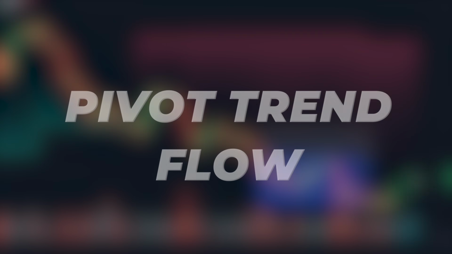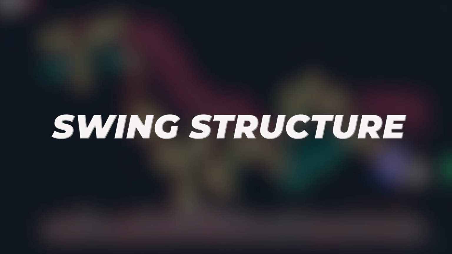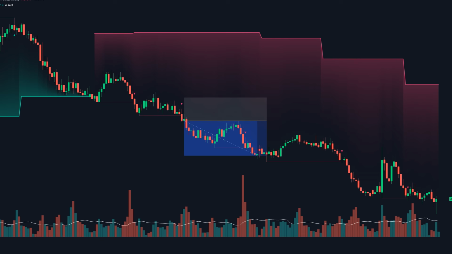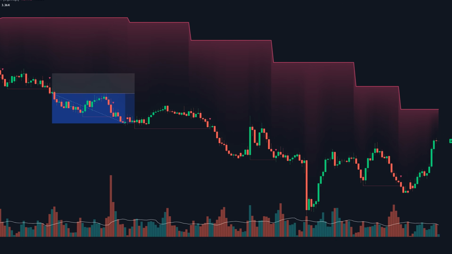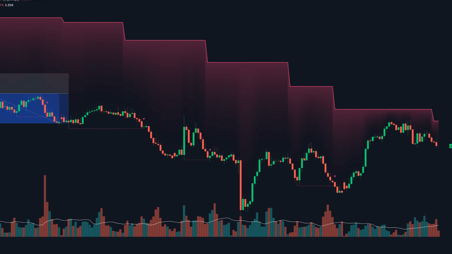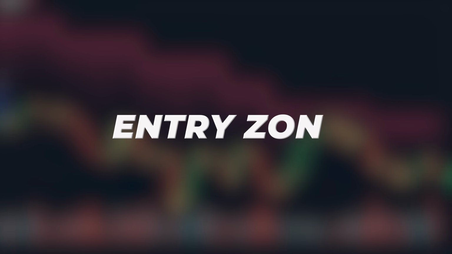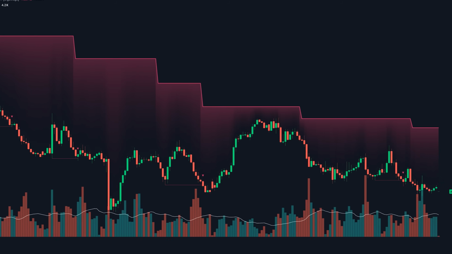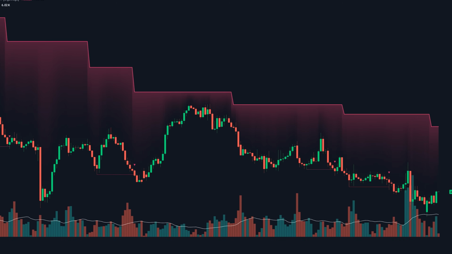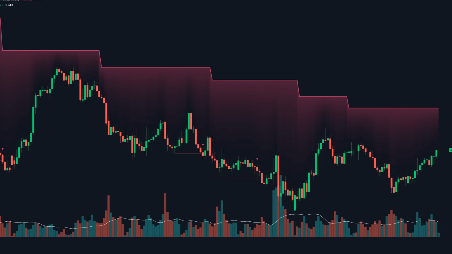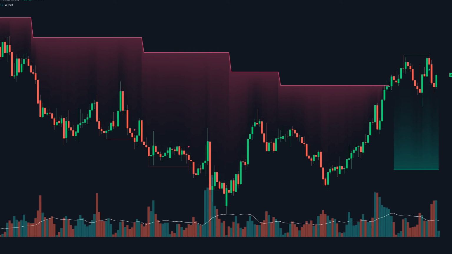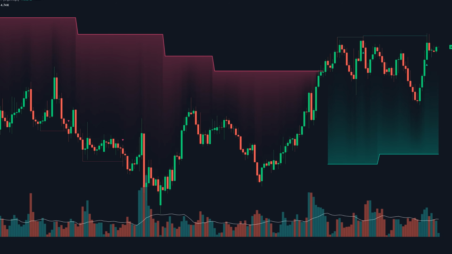In summary, pivot trend flow takes the age-old idea of swing structure and packages it into a visual that's easy to read, quick to act on, and surprisingly low lag for how much clarity you get. The band gives you the regime, the pullback gives you the entry zone, and the up and down triangles give you clean continuation tells so you can add, trail, or hold with a plan instead of a hunch. It's also open source on TradingView, which means you can study how it's built and trust what it's doing.